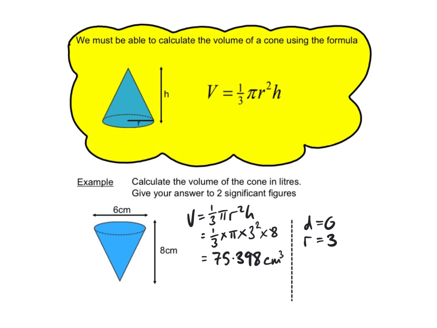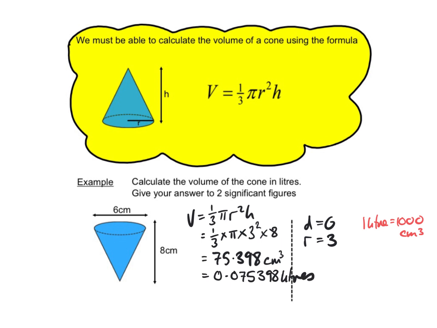Now we'll come back to the question here, because it asks us to do a couple of things. It asks for the volume of the cone in litres. Obviously that's not litres, so we need to change that. Now the important conversion rate, again we need to know this off by heart, is that 1 litre is equal to 1,000 cubic centimetres. So if I want to turn this number into litres, obviously that's less than a litre because it's only 75 cubic centimetres. I need to divide this number by 1,000. Divide by 1,000 means moving the decimal point 3 spaces to the left. So it's going to be 0.075398 litres.